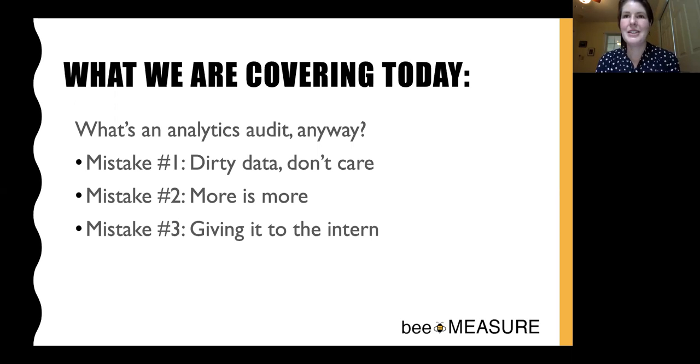Mistake number 2 is more is more. We live in a world where more data is better. If you can track it, go ahead and track it, create all of these accounts. We kind of have unlimited space and it's all free until it isn't. So creating lots of stuff with no necessary plan, that's another huge mistake that I see people make, maybe the biggest one out of these 3.